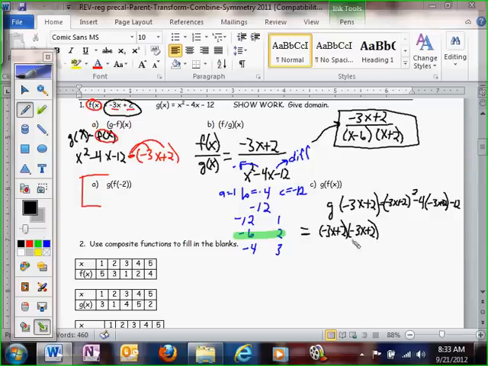It's negative 3x plus 2 times negative 3x plus 2. Here I can go ahead and simplify. I'm going to distribute the minus 4. Minus 4 times minus 3x is going to be plus 12x. And then minus 4 times a positive 2 is a minus 8. And then I'm going to bring my minus 12 back in.